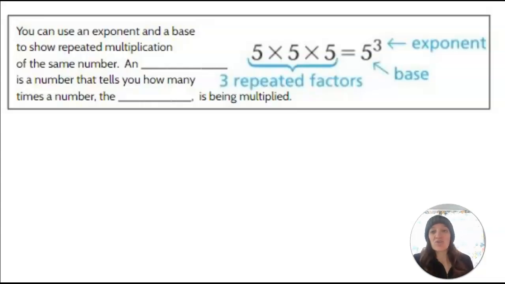Write this with me. You can use an exponent and a base to show repeated multiplication of the same number. An exponent is the number that tells you how many times a number, which is known as the base, is being multiplied. So in our example here, we have 5 being multiplied 3 times. So 5 is the base. It's the number that's being repeated over and over again. And because it's being repeated 3 times, 1, 2, 3, that's why they chose the number 3 right there. So that's what exponents are.